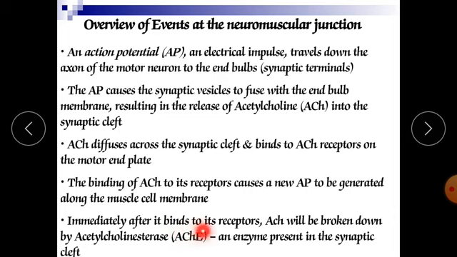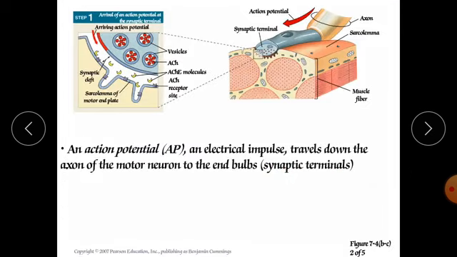Immediately after it binds to its receptor, ACh will be broken down by the anticholinesterase. This is the enzyme which is responsible for breakdown of your acetylcholine. So it is an enzyme present in the synaptic cleft. Now here you can see the action potential and electrical impulses travel down the axons of the motor neuron to the end bulb of synaptic terminals.